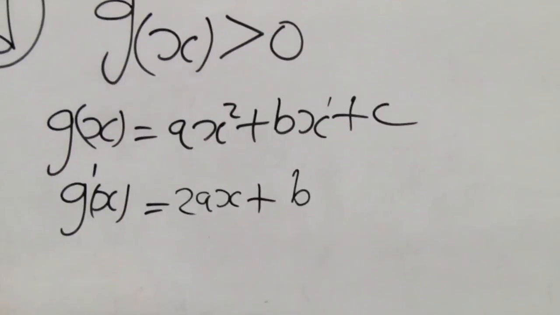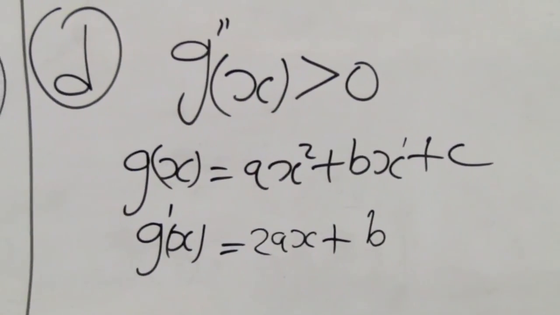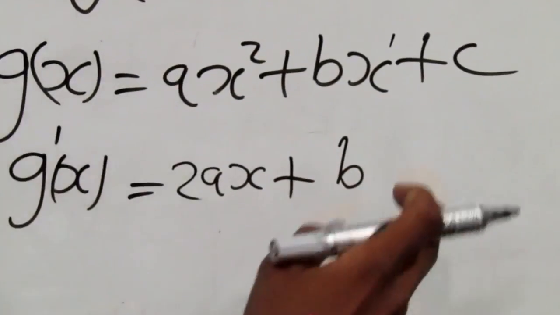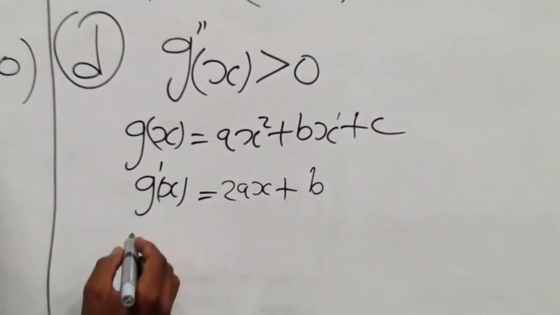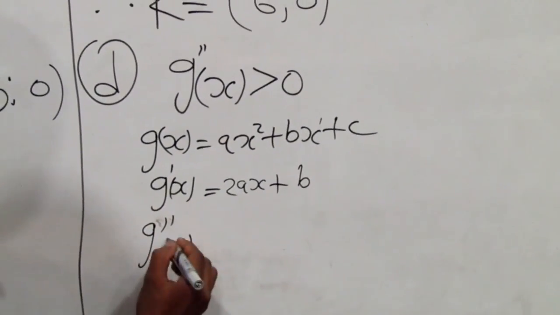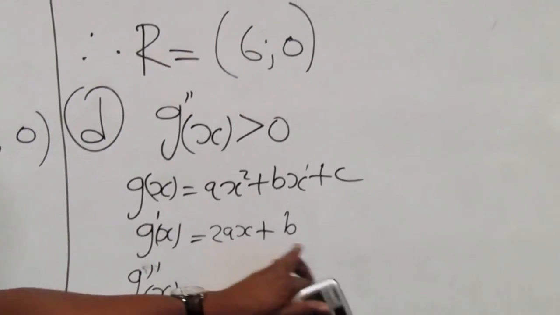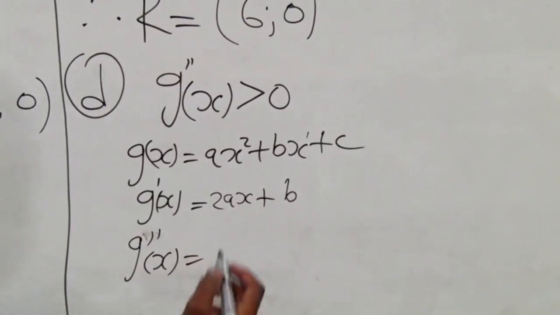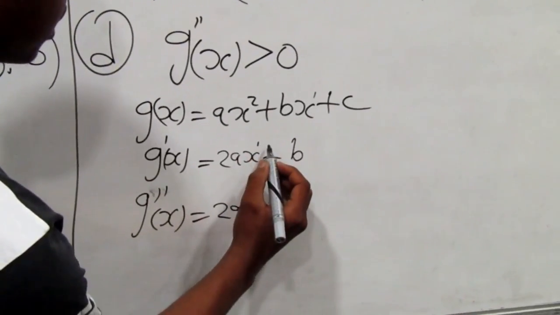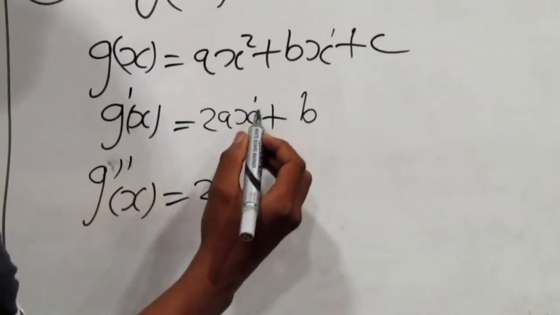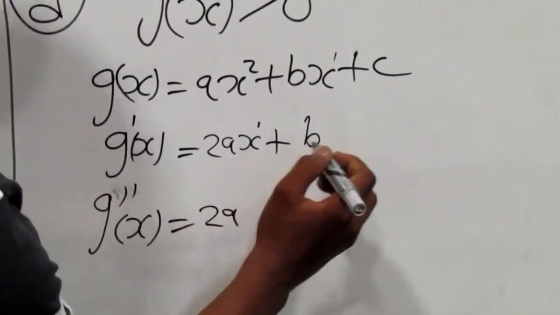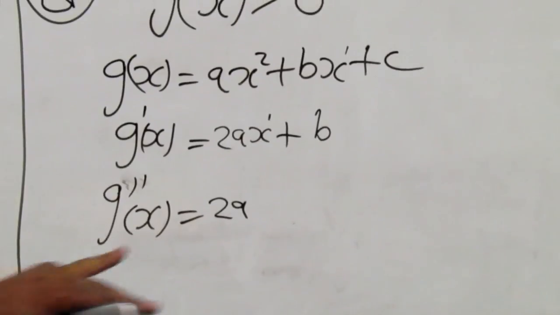When we differentiate a constant, we always get 0, so we are not going to write that 0. So we come again to differentiate. g double prime of x equals: again we differentiate this, 1 times 2a gives us 2a, then 1 minus 1 gives 0, and x to the power 0, any number to the power 0 is 1, and 1 times 2a is 2a. When we differentiate a constant, we always get 0, so we are left with this.